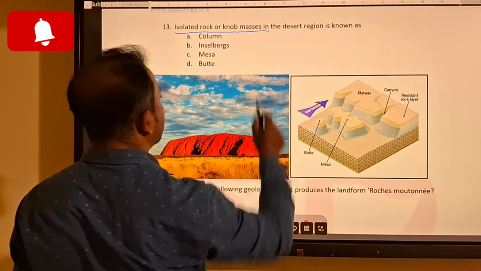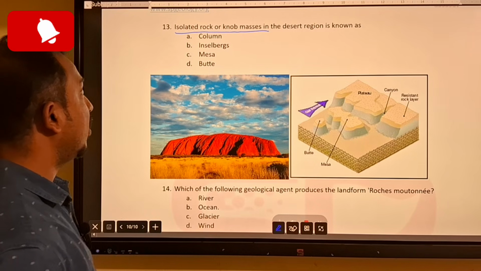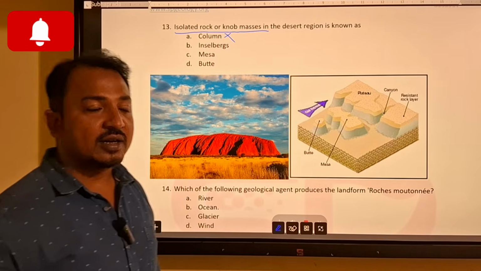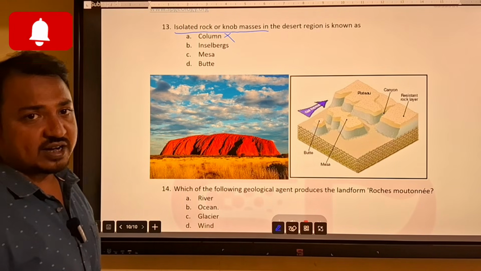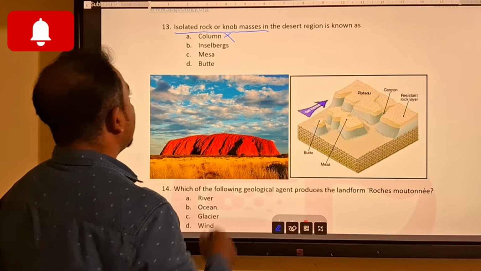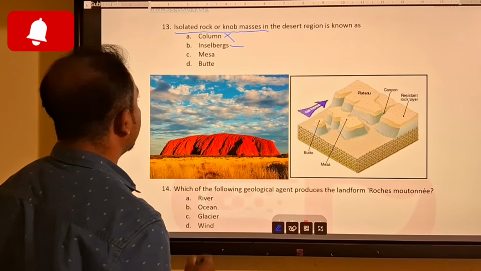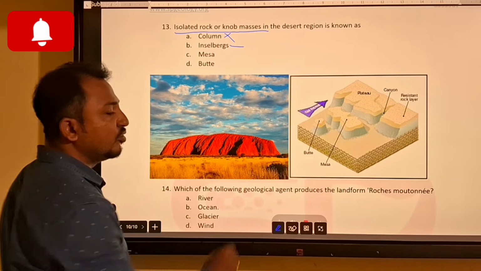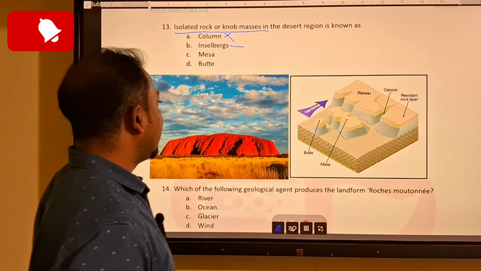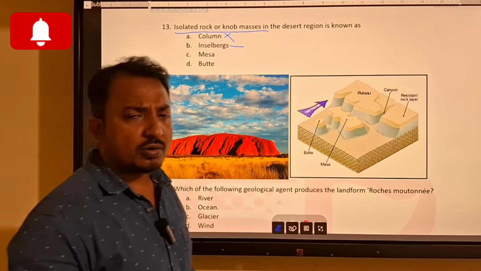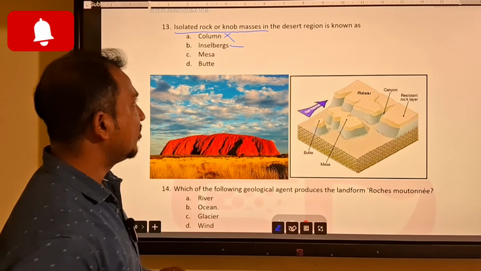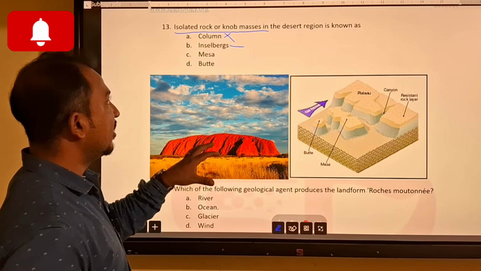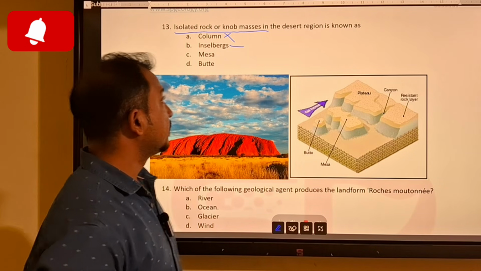The isolated rock knob masses in the desert region, what do we call it? Column is in your underground water condition, where in a limestone cave we find a column where stalactite and stalagmite meet. Then Inselberg. So Inselberg is the isolated rock or knob masses in the desert or semi-arid region. It is produced during the peneplanation stage, where any landform that undergoes one cycle of erosion, at the last stage, you will get these peneplains. On the peneplain, that is called Inselberg, also called monadnock.